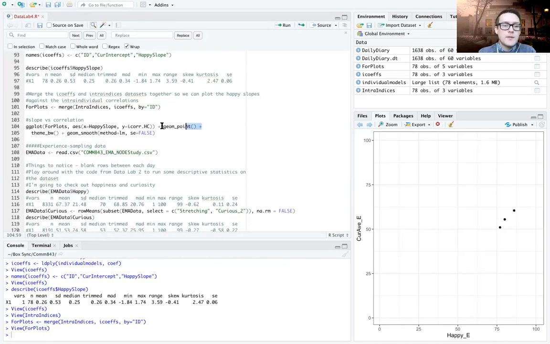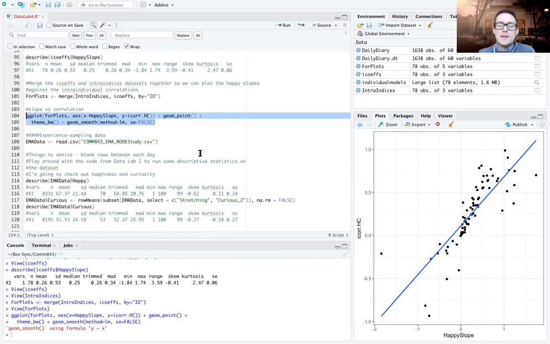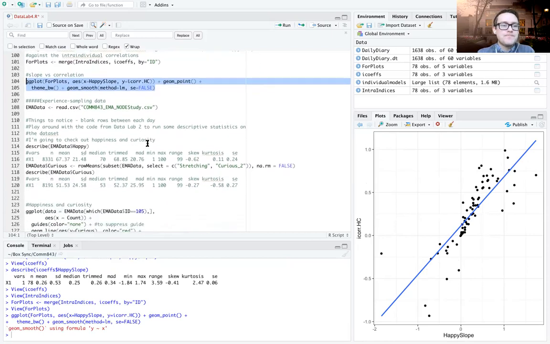Then we're going to do a scatter plot on our for plots data, where we look at the happy slope and how it's associated with the intra-individual correlation, and they should be pretty similar. I've just added that fit line for kicks. They're not exactly the same, but that's not surprising. And that can be some fun homework, looking at the difference between regression and correlation.